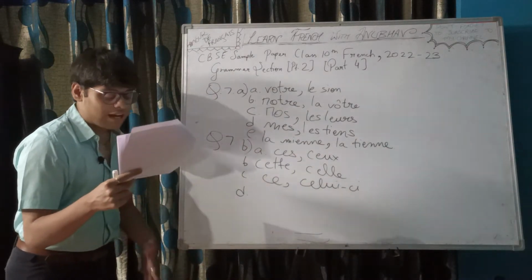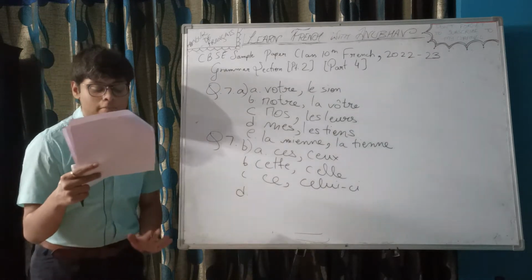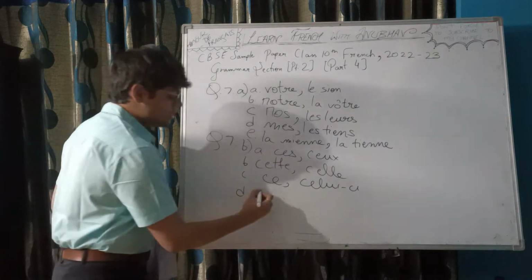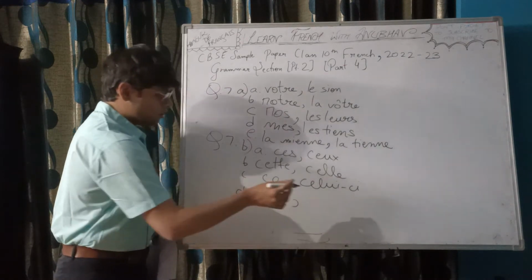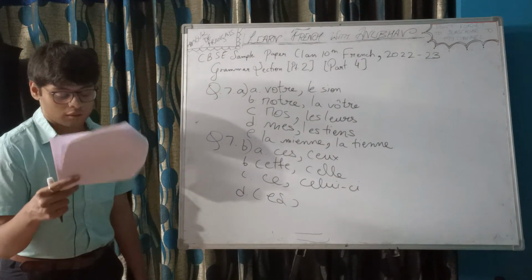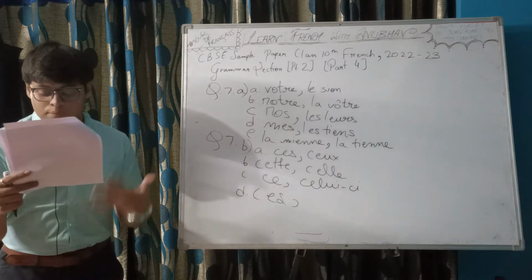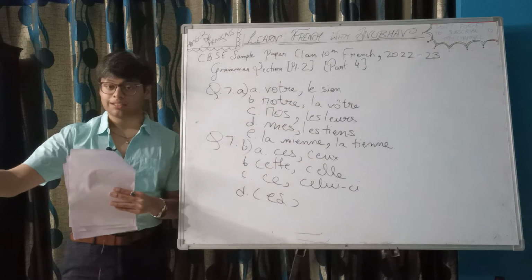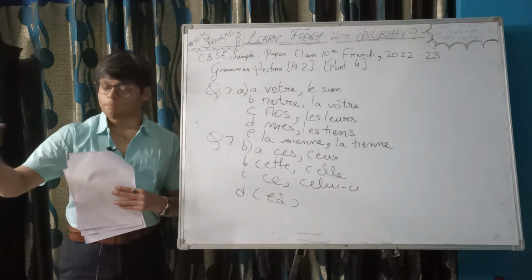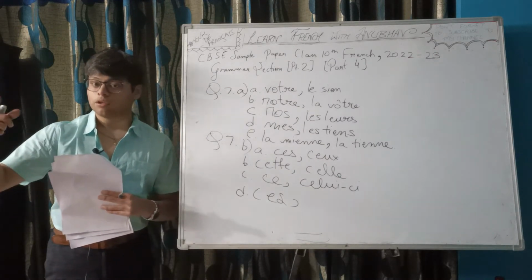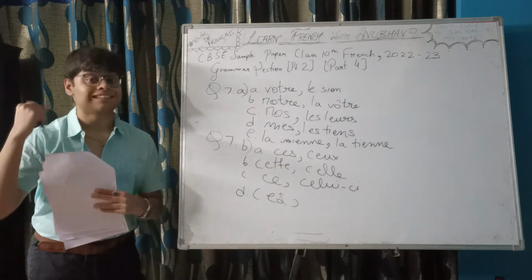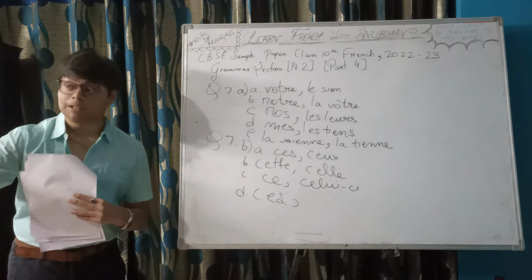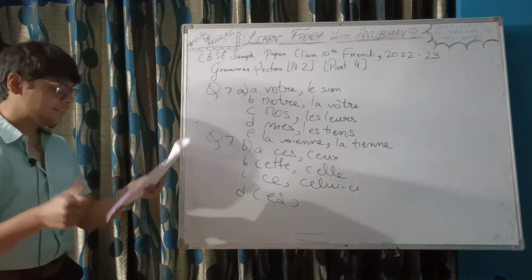D part, we have dash robes ne sont pas belles. These dresses are not beautiful. These dresses, plural noun, ces. Choisissons dash. Okay, these dresses are not good. Choose those ones. Those ones, feminine plural, not these ones, those ones. So celles, C-E-L-L-E-S, hyphen, là, those ones there. Okay, so celles-là.